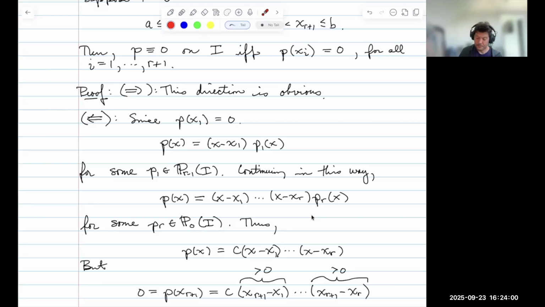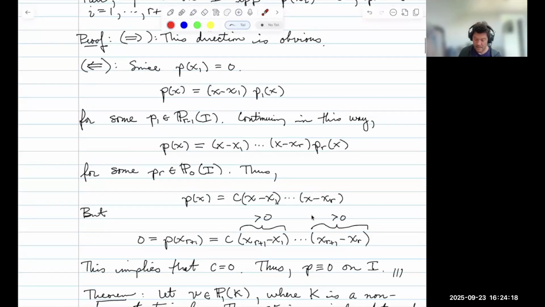Now, that's if we take into consideration that we have these r factors. So P is equal to this polynomial. But we still have one more factor to take into consideration, right? Or we have one more zero that we haven't accounted for. And that is x_{r+1}. So let's plug in x_{r+1}. That has to be a 0 by assumption.